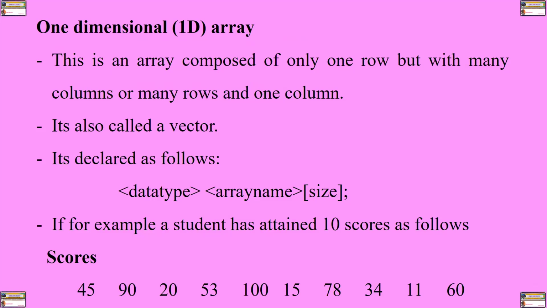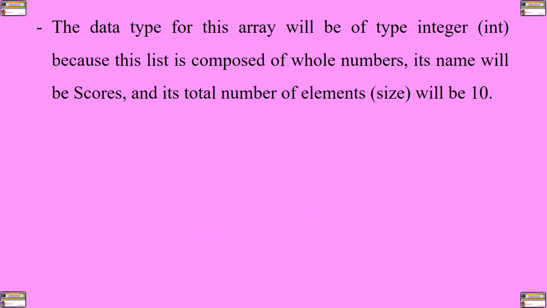Then, if you write it, for example, as scores, so scores becomes the name of the array, while the 10 scores become the array elements. So this will become an array if you are requesting the processor to set aside a memory location that is going to accommodate 10 values of type integer. The data type for this array will be of type integer, that is int.